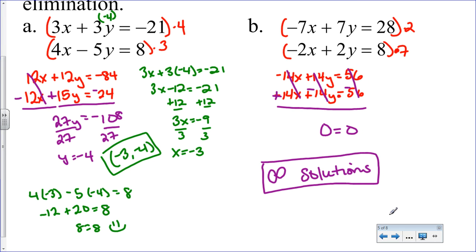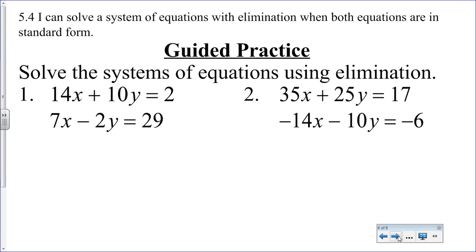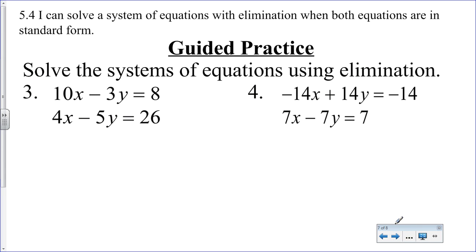Okay. Now, go ahead and try the guided practice problems and raise your hand when you're finished. We'll check your answers and make sure you're okay with these. And then if you're good, we will give you your homework.